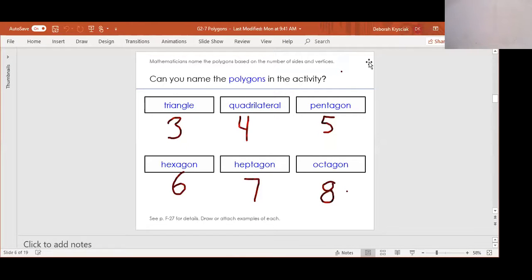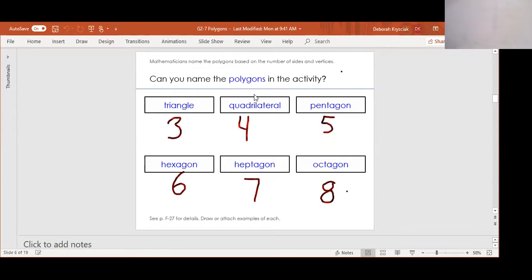So if you can remember, there's many different kinds of polygons. Some of the shapes you already know are called polygons. For instance, a triangle is a polygon. Okay, and a triangle is a polygon that has 3 sides and 3 vertices. The corners are the vertices where the 2 lines meet.